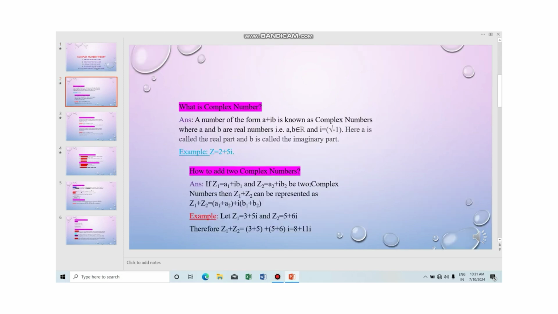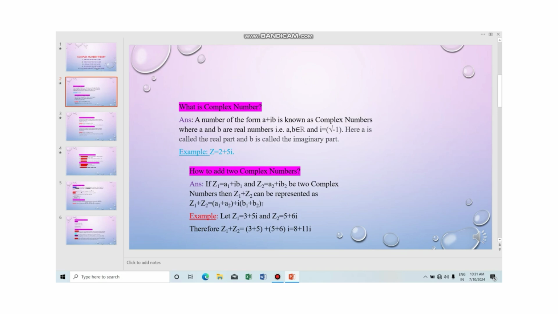So first of all, what is a complex number? A number of the form a plus ib is known as a complex number, where a and b are real numbers and i equals root over -1. Here a is called the real part and b is the imaginary part. As an example, z equals 2 plus 5i. A complex number is often denoted as z.